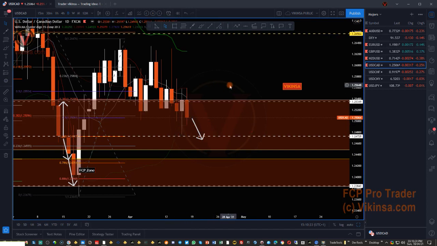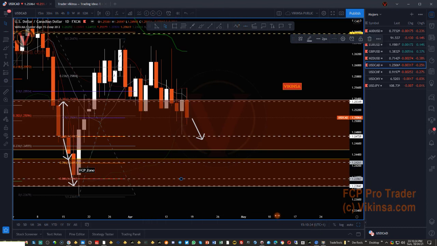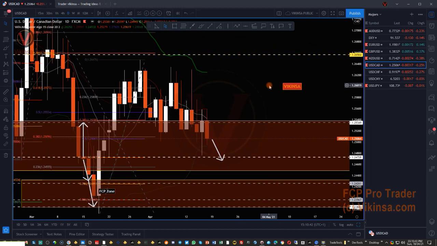It can happen again. Otherwise, there is a strong possibility that it can fall into this level of 1.24261, or in extreme case it can fall down to 1.23967, so we'll still be in FCP zone. So that means you can take the short trade, but I will be biased towards the long trades on it.